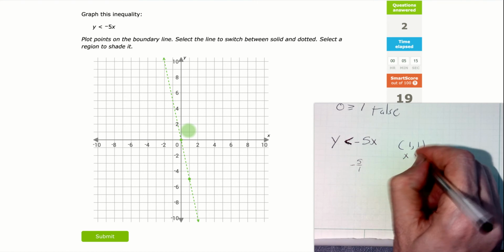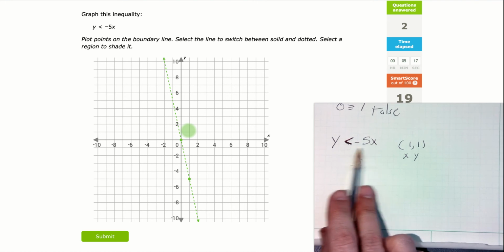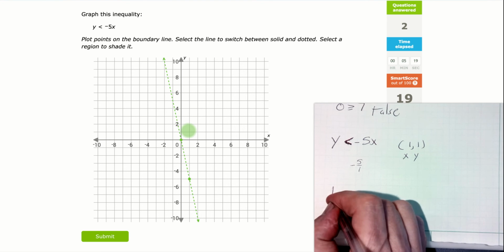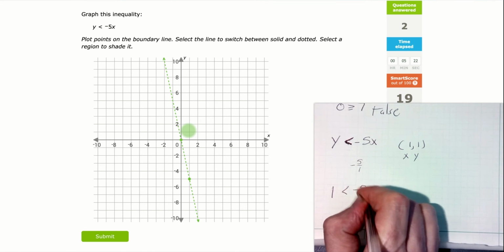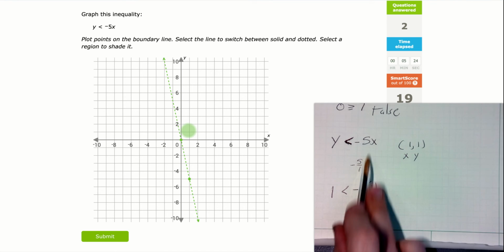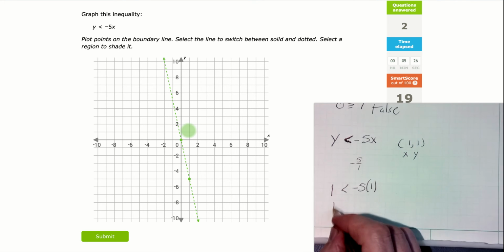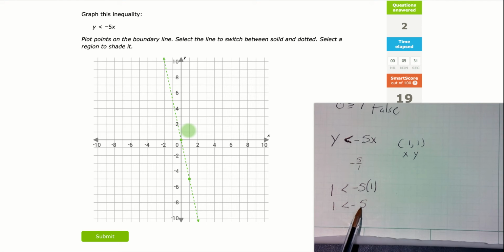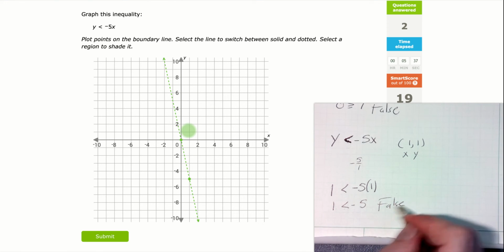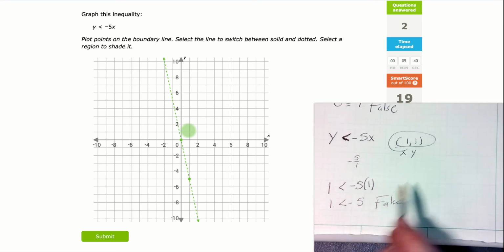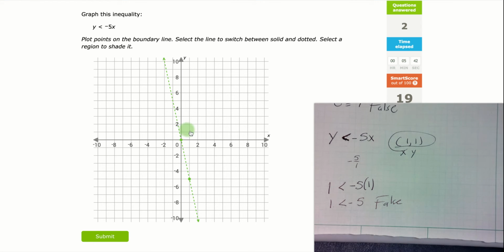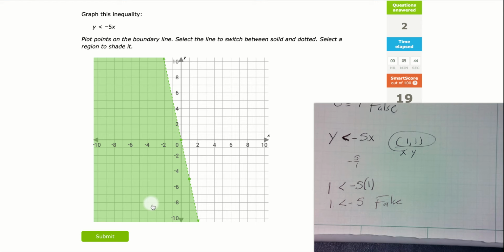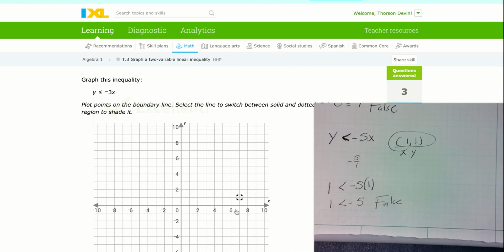So x is 1 and y is 1, and I'm going to plug that into my actual inequality. I plug a 1 in for y, and I go -5 times 1, because x is also 1. Then I get, is 1 less than -5? 1 is not less than -5. 1 is greater than any negative value. So that's false. Since that point didn't work, I'm on the wrong side of this line. I need to be over here. So I'm going to click over there, and I get it right.